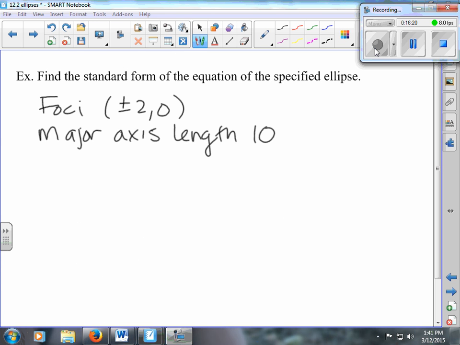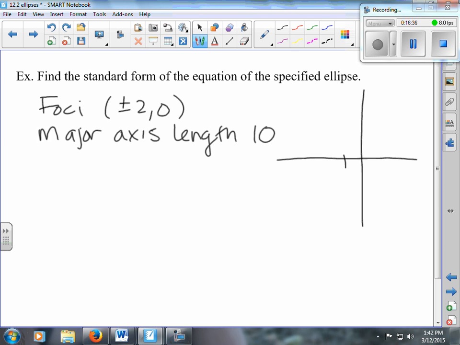All right, in our final example, we're going to be finding the standard equation, and so we don't know the equation this time. The way that I find it's easiest to work it is to start with the picture. So the foci are at plus and minus 2, 0. So that's along the x-axis. Just knowing the foci, I now know the center. Where does the center of this have to be? Well, the center is exactly in between where the foci are. So I know that h, k is 0, 0.